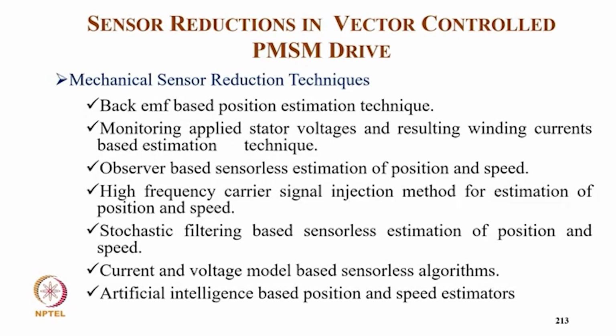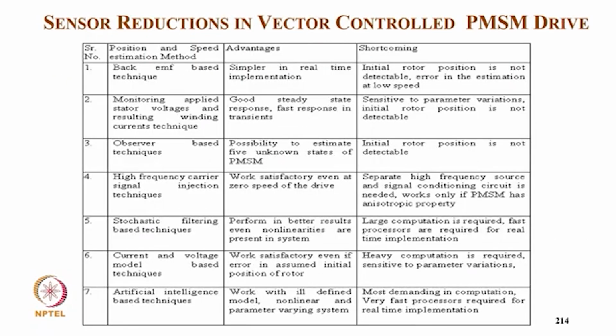Now coming to typical mechanical sensor reduction techniques. So these are the techniques: back EMF based position estimation, and monitoring the applied stator voltage and resulting winding current based estimation. Observer based sensorless estimation of position and speed, and high frequency carrier signal injection method for estimation of position and speed, and filtering based sensorless estimation of position and speed, and current and voltage model-based sensorless algorithm, and artificial intelligence position and speed estimator. And these are typically the position estimation advantages, disadvantages and shortcomings, relative for all these 7 techniques.